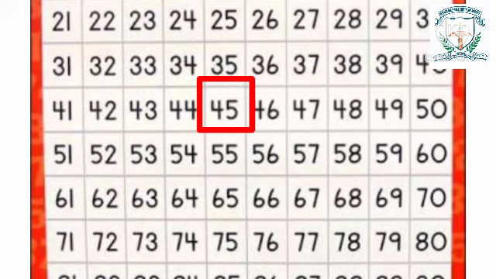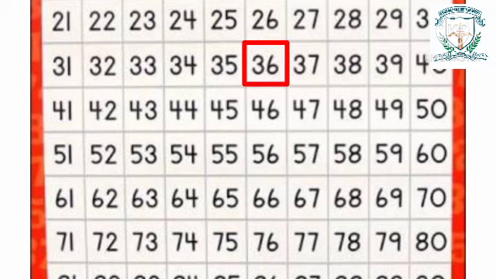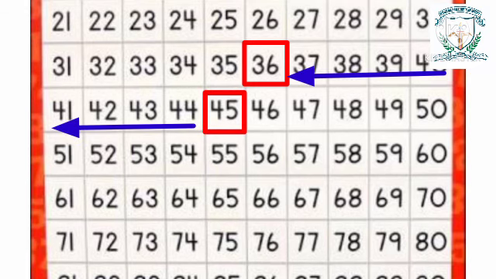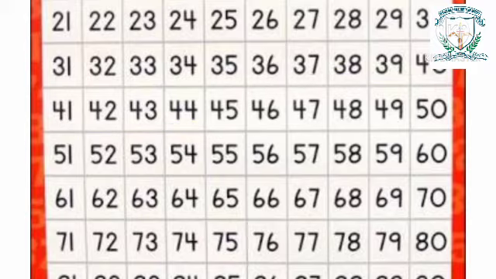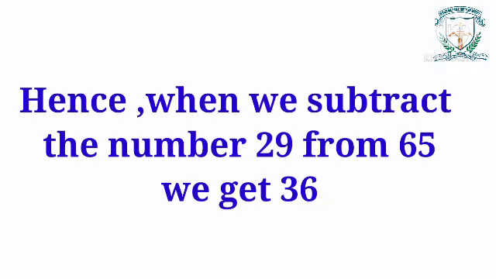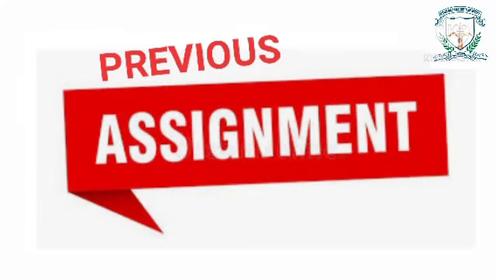Now, from that 45, again we have to subtract the number 9 by moving 9 steps backward. Then we reach 36. Means 45 minus 9 is equal to 36. Hence, when we subtract the number 29 from 65, we get 36 as the answer.